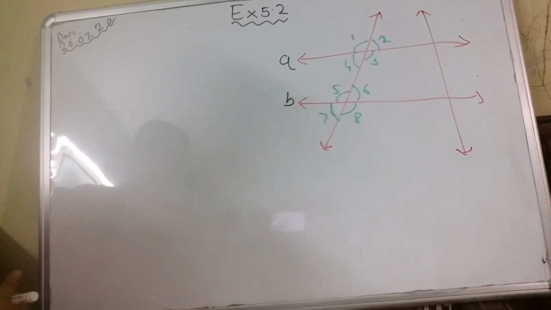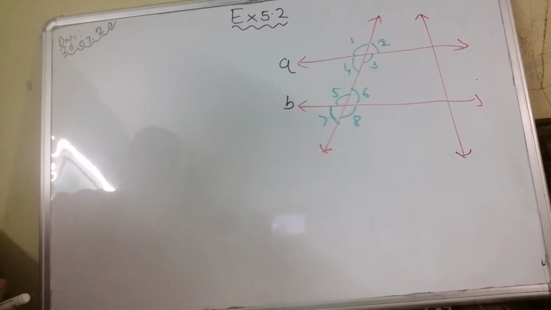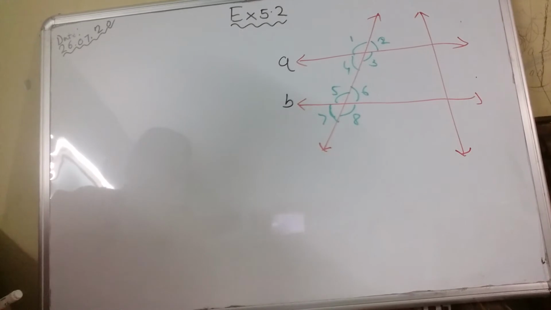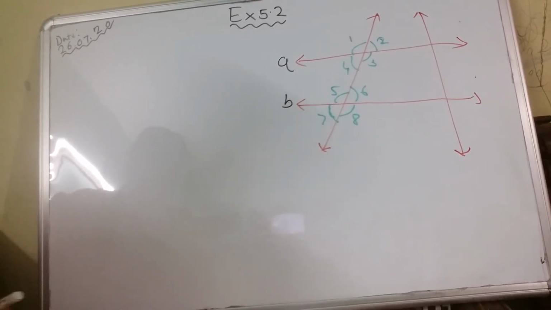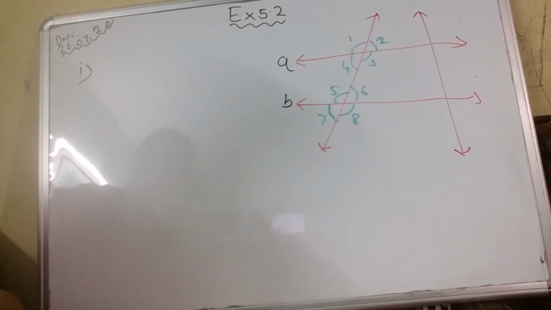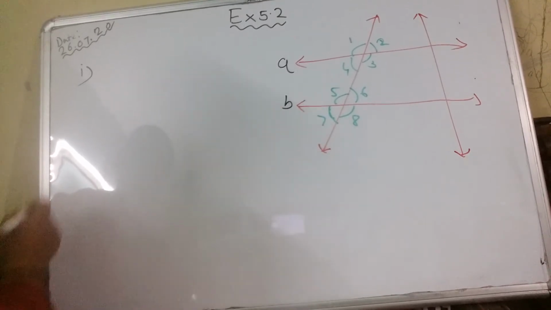Good morning students. Today we will do exercise 5.2. Question number 1 says to state the property that is used in each of the following statements. Three statements are given and you have to name the property which is used here.